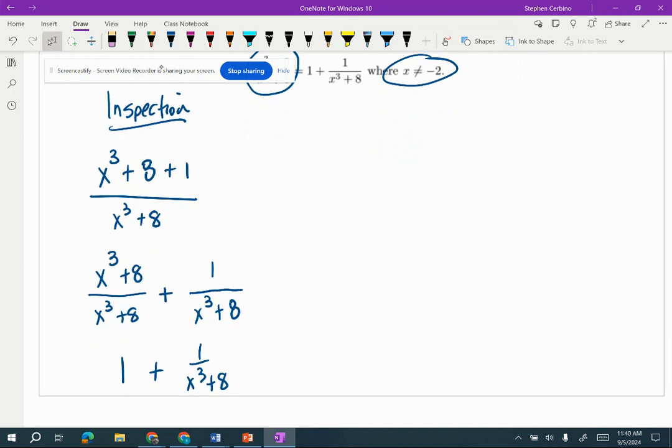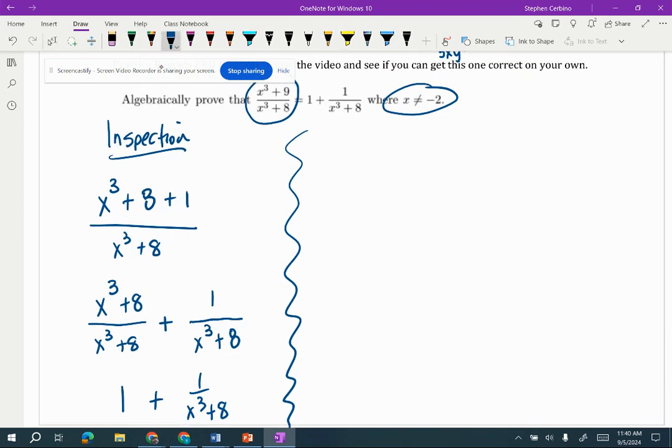Now, the method of inspection is great, and some of us are like, that's easy, that's how I would do it, and some of us are saying, I would never think to do that. So if you're one of those people that would never think to do that, I would probably go on the route of making a common denominator on the other side. So on the other side, I have 1. Well, 1 means it could be anything divided by itself, and if I want a common denominator, I want to make the common denominator x cubed plus 8.